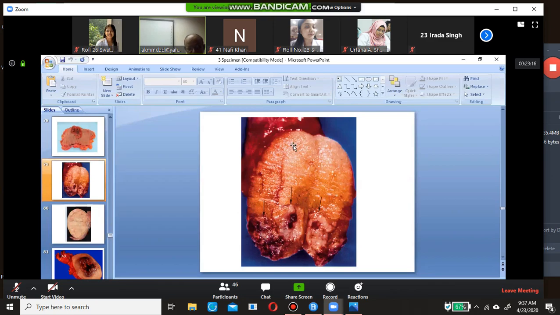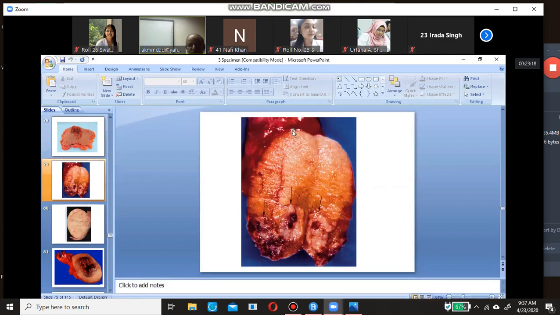In testicular torsion, the spermatic cord will be shown to you, and the testis will not be probably bisected. It will be intact testis.